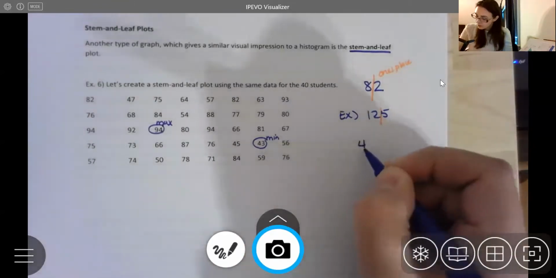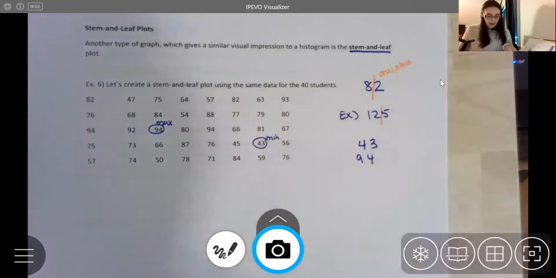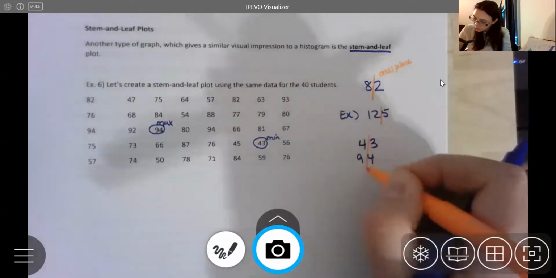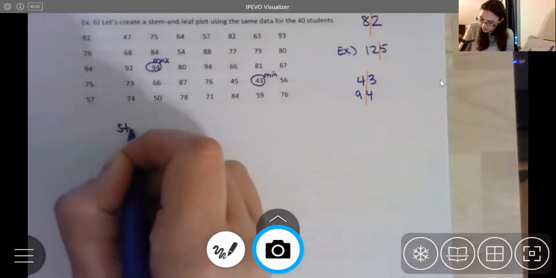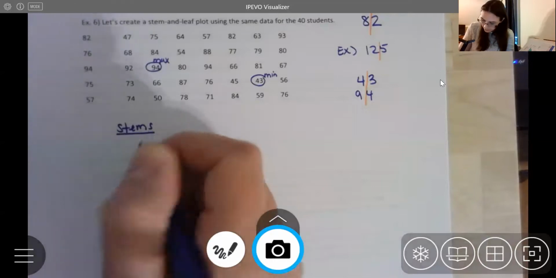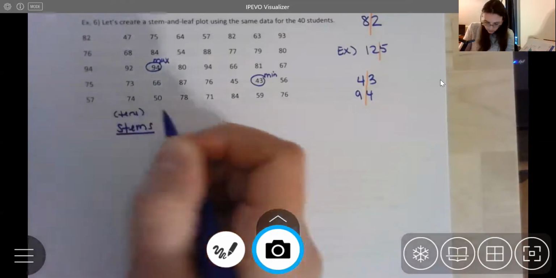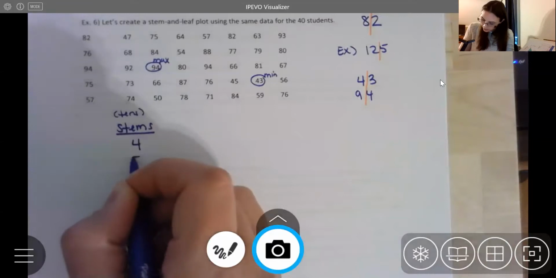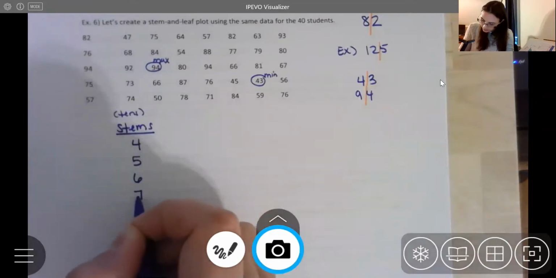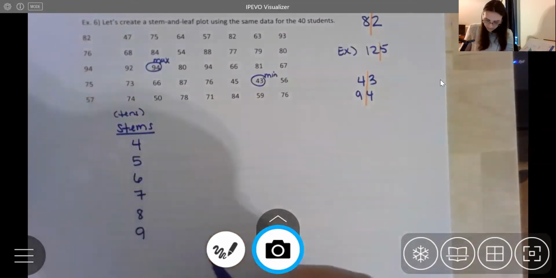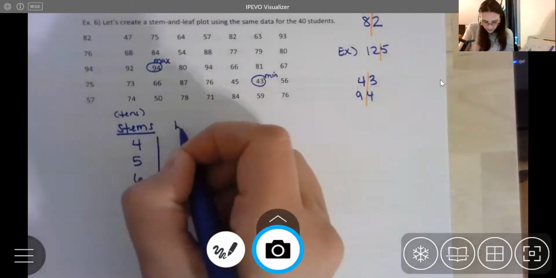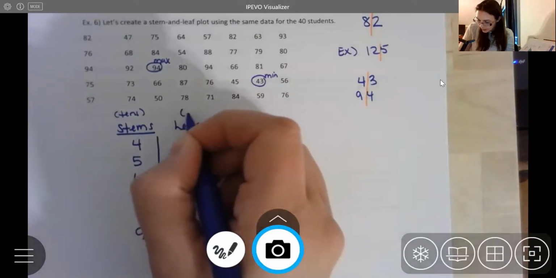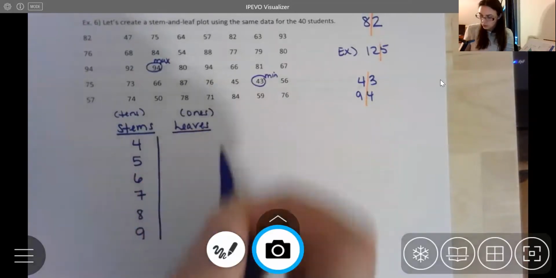So that 43 and 94, again, we're going to split off those ones places. So we're going to go from 4 to 9 in the first column. So it's going to look like this. So these are called your stems. So this is the tens place. So I have a 4 as my first one. Then I would do 5, 6, 7, 8, and 9. And we typically draw a little vertical line there. And then the other part are called your leaves. And these would be the ones position.